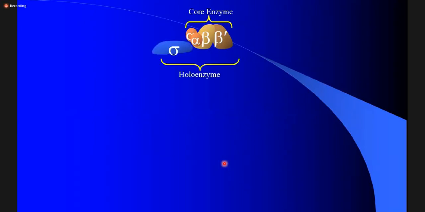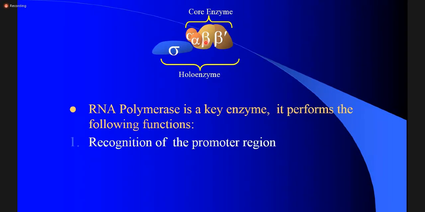So, the prokaryotic RNA polymerase enzyme. We have a sigma factor that recognizes the promoter regions, and then we have 2 alpha subunits, 1 beta prime and 1 beta subunit. They have different functions. The RNA polymerase enzyme performs the following functions.